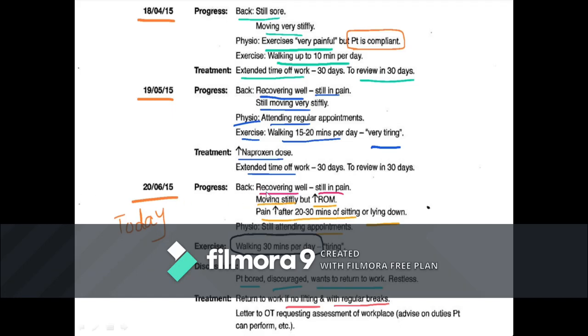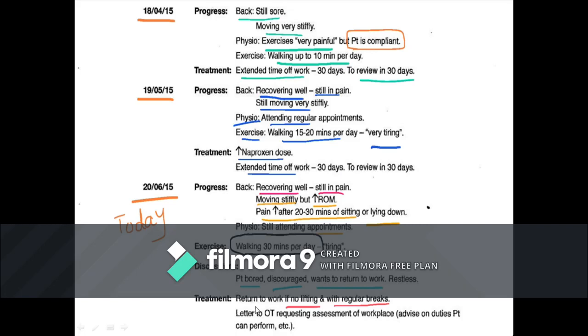So today, the patient is recovering well but is still in pain. Movements are stiff but with an increased range of movement. Pain increases after 20 to 30 minutes of sitting or lying down, and the patient is still compliant with the physiotherapy exercises. He walks daily for almost 30 minutes, which is still very tiring. Okay, so the patient is now bored with his condition and he is discouraged as well. He presented to you that he wants to rejoin his work, or return to his work.